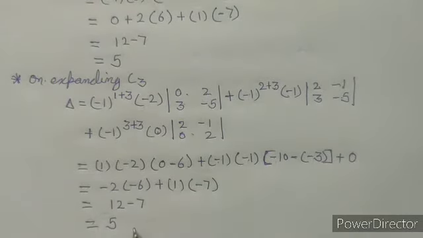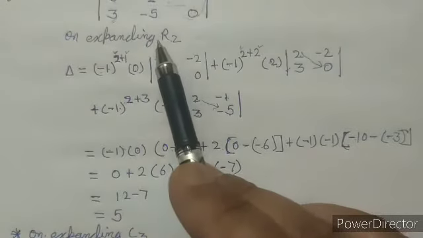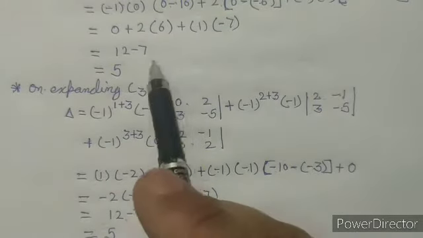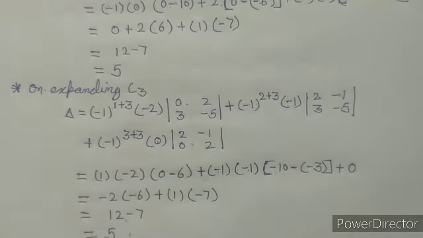Now as we see here, whether we expand the row 2 or column 3, we are getting the same answer as 5. That means on expanding any row or column, the value of the determinant will not change. So we can say that the value of the determinant of any matrix is always a unique number, either real or complex.